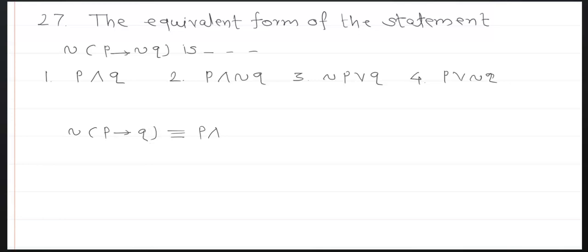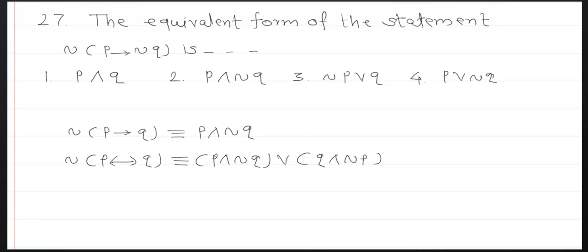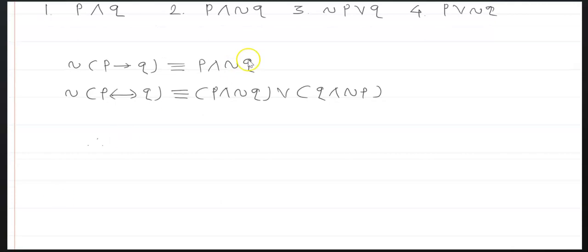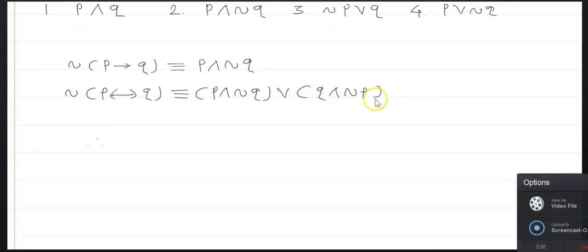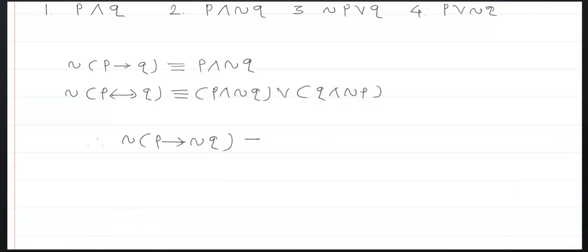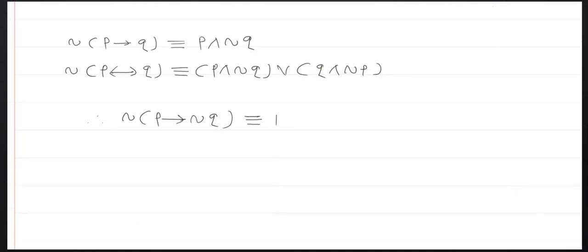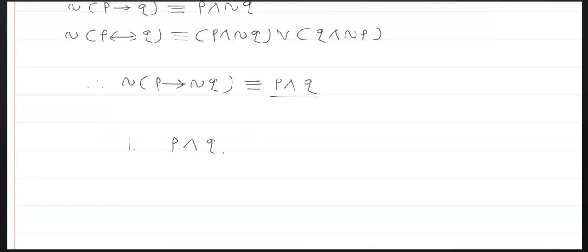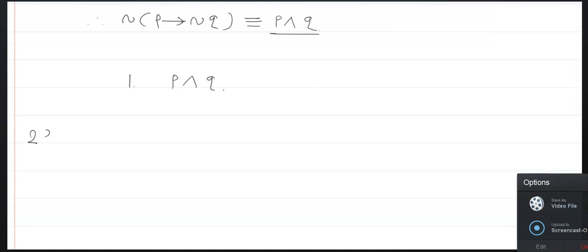Now here, the negation of P implies Q is P and negation Q, and the negation of P double implication Q, which is not asked, but I am giving here, is P and negation Q, or Q and negation of P. Therefore, the negation of P implies negation Q is P and Q. This is the answer. The first option is the correct one.